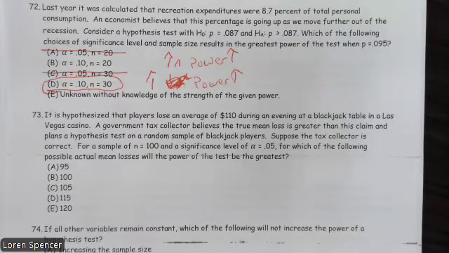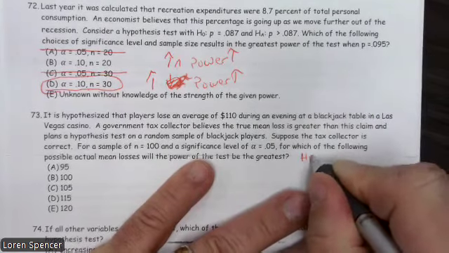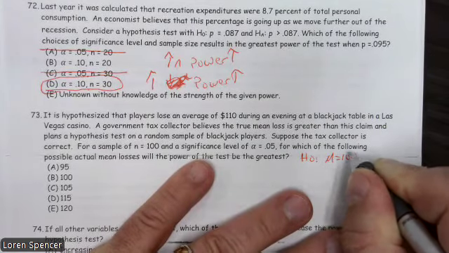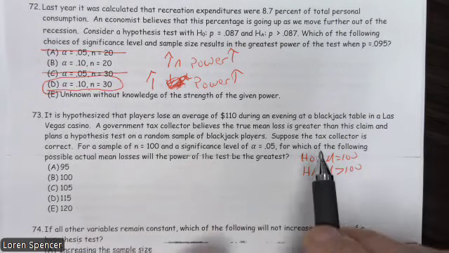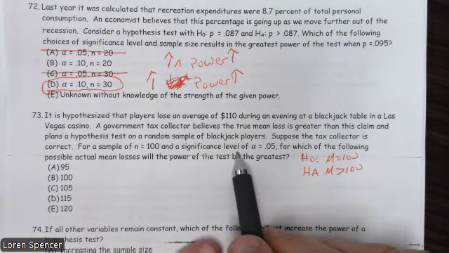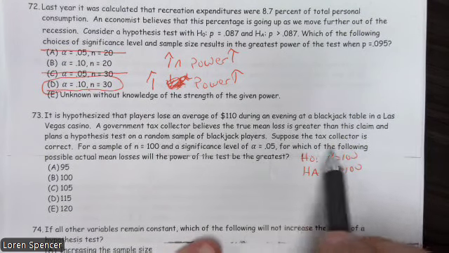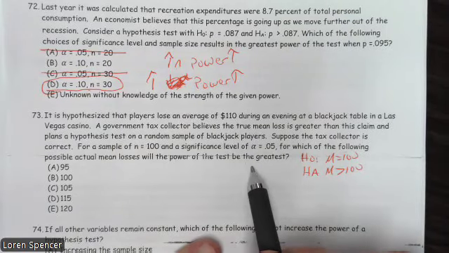73. It is hypothesized that players lose an average of $110 an evening at blackjack tables in the Las Vegas casino. A government tax collector believes the true mean is greater. So the claim is H0, mu is 100. HA, we're testing whether it's greater than 100. Suppose the tax collector is correct. For a sample of n equals 100 and a significance of 0.05, which of the following possible actual mean losses will the power of the test be the greatest?